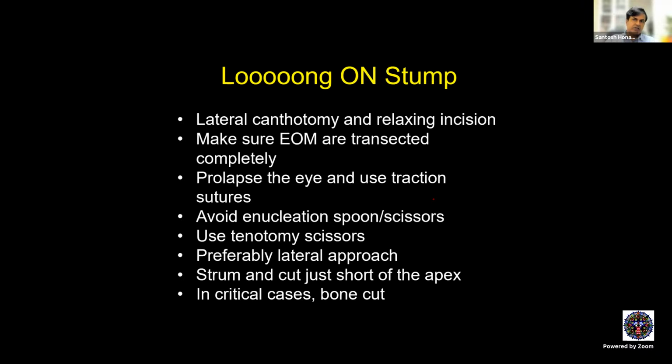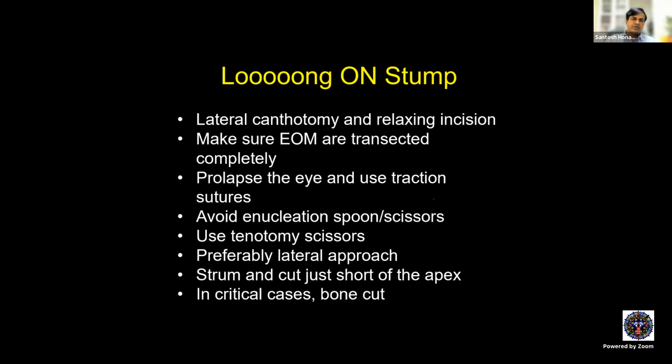Do a lateral canthotomy and a relaxing incision in the conjunctiva. Make sure that all the extraocular muscles are transected completely, not even leaving some fibers attached or uncut. Prolapse the eye and use traction sutures, less traction sutures, more of prolapse. Avoid the enucleation spoon and scissors because they occupy a lot of space, and space is at a premium in the orbit. So if you don't use this hardware, then you have a much better chance of getting a long optic nerve stump. Use tenotomy scissors, gently curved tenotomy scissors for the lateral approach and straight scissors with a blunt tip for the medial approach. Preferably the lateral approach, as you pointed out, it has more space.